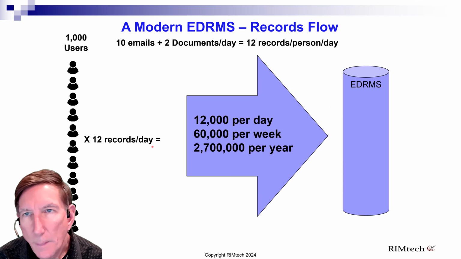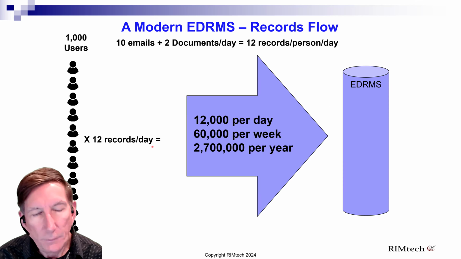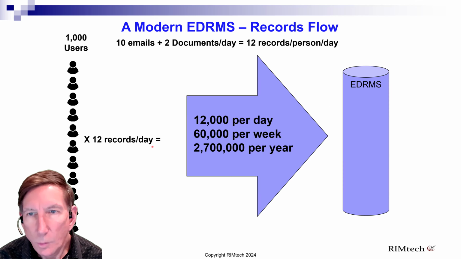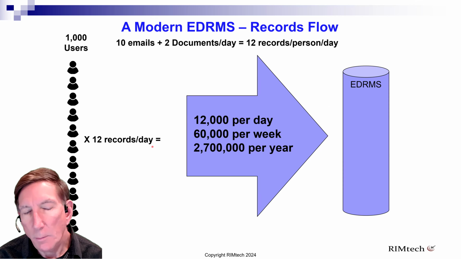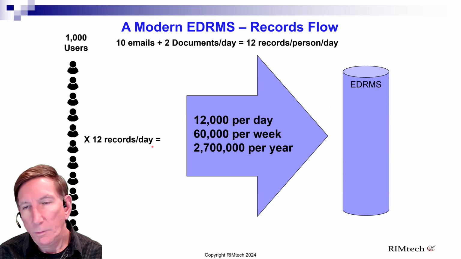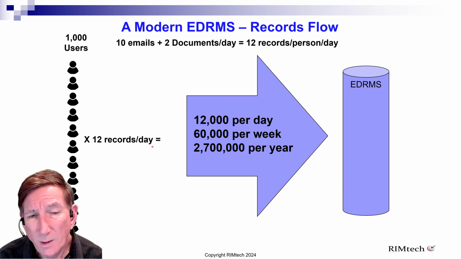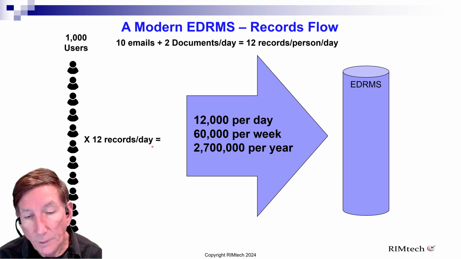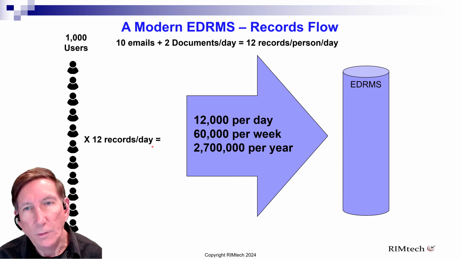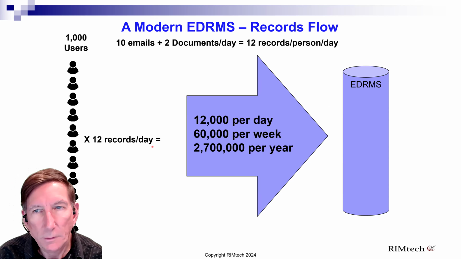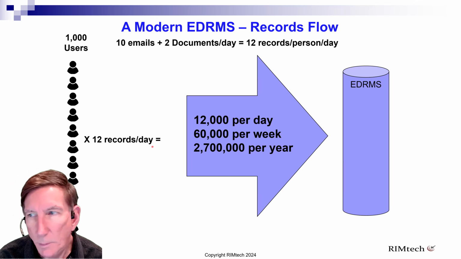Well, before we look at that, here are some sobering numbers to think about. If we were to have, let's say, 1,000 users, then it turns out that on average in a modern EDRMS, there are 12 records per day flowing into the system. Why 12? That's an average of 10 emails and 2 documents per day that meet the criteria of a record and therefore should be managed as a record. So that's 12 records per person per day times 1,000 users. That's 12,000 a day. So when you think about it, it's not a fixed set of records. It's a flow. It's a flow of 12,000 every single day of the working week, which is 2.7 million in a year.